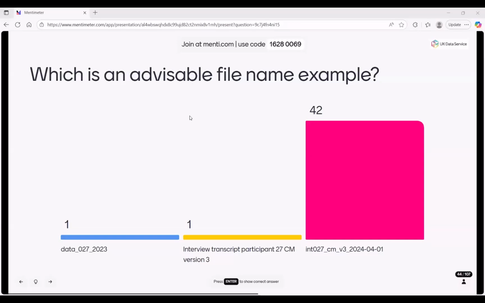Yeah, so most of you have said the third one, which is the file name underscore CM, then version, and then date. So yeah, that is right. This is the format that we recommend, that there should be a year followed by the month and then the date. And prior to the date, there is a version as well, after the file name. So using underscores.